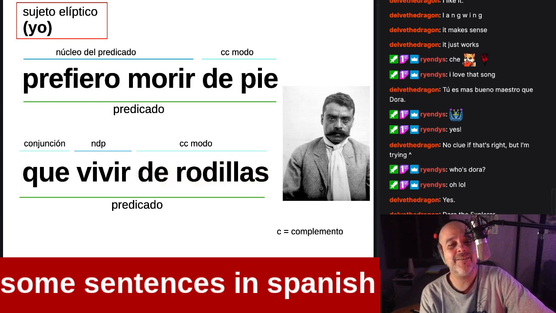So this one has also an elliptical subject. When it's in a red square, I'm trying to indicate that the subject is not in the sentence, but it's implied, right?